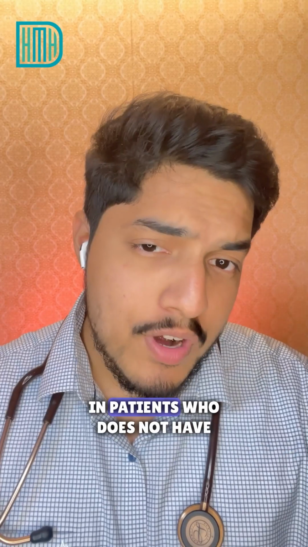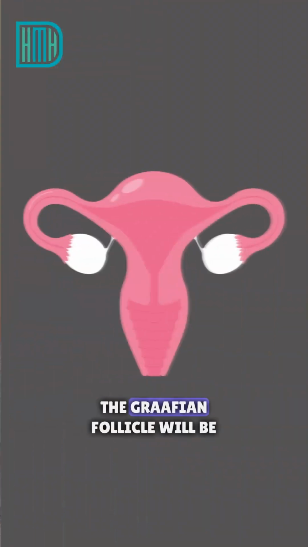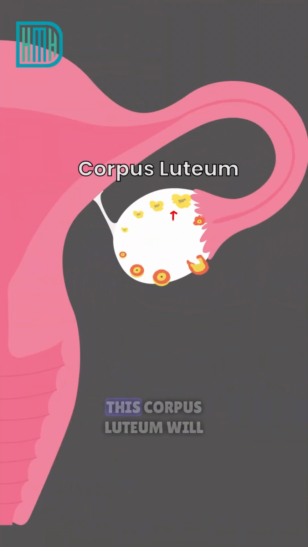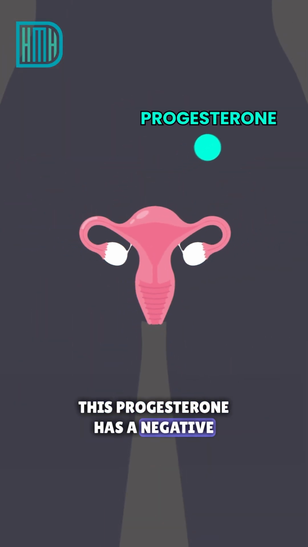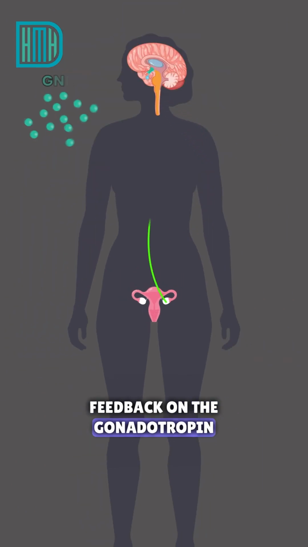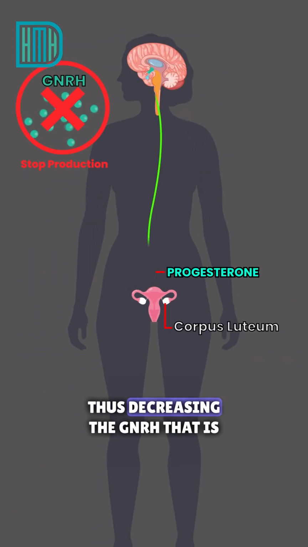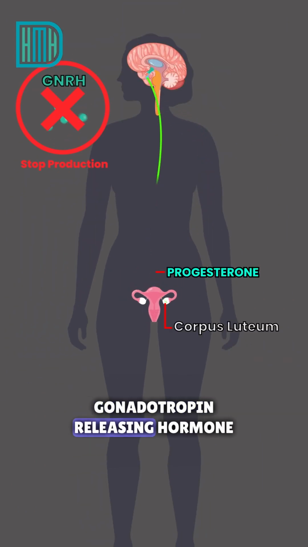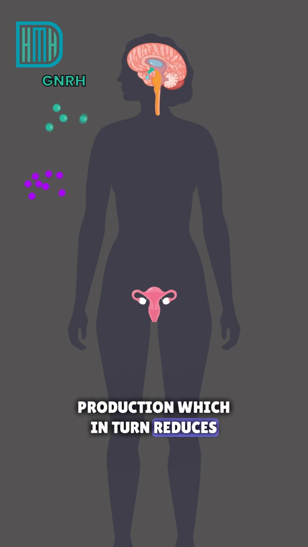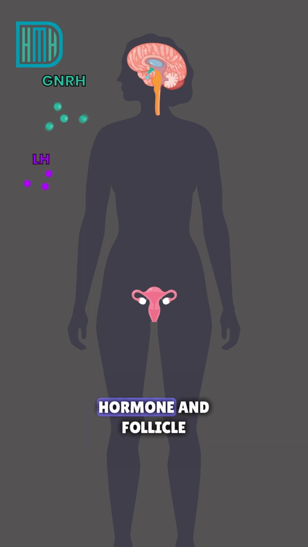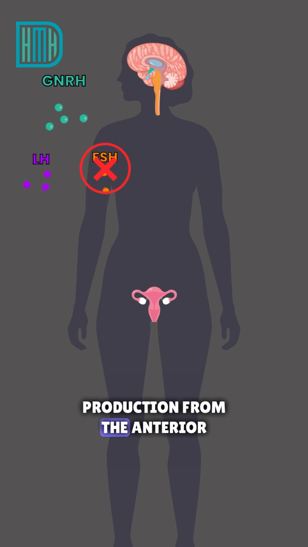In patients who do not have PCOS, after the ovulation, the graafian follicle will be converted to corpus luteum. This corpus luteum will secrete progesterone. This progesterone has a negative feedback on the gonadotropin releasing hormone, thus decreasing the GnRH production, which in turn reduces the LH, luteinizing hormone, and follicle stimulating hormone production from the anterior pituitary.